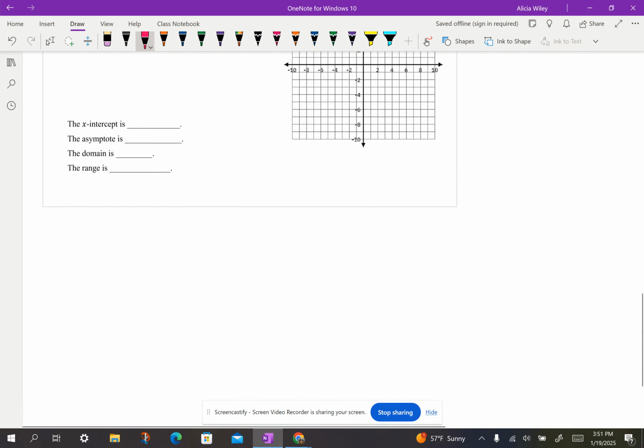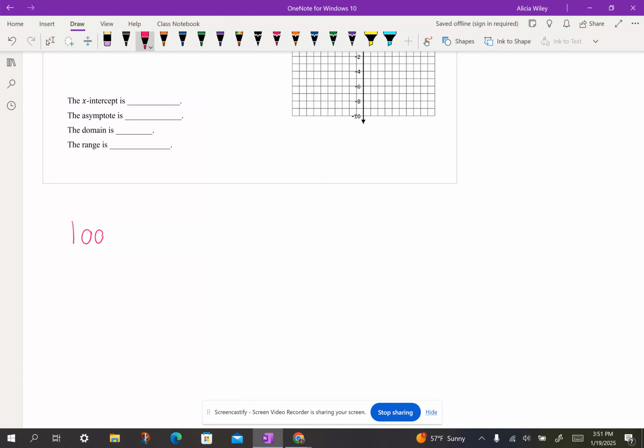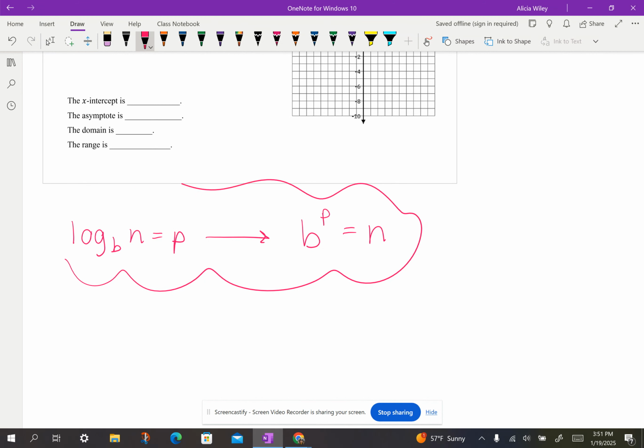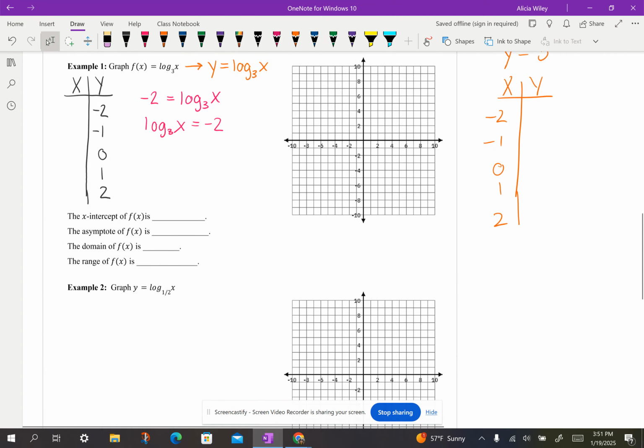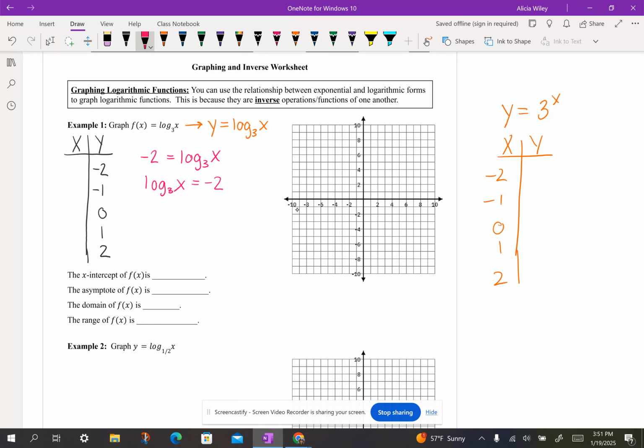We have talked about how if you have log of a base of a number equal to a power, I can change that to exponential by doing base to the power equals that number. That should also be written on the board somewhere that you can reference if needed. This is a conversion you should be able to do in both ways, but for these particular problems, we're going to want to go to exponential so that we can solve for that x and get our ordered pair. So remember, what's my base? 3. What's my power? -2, because logs equal powers, and that's going to give you your value of x.